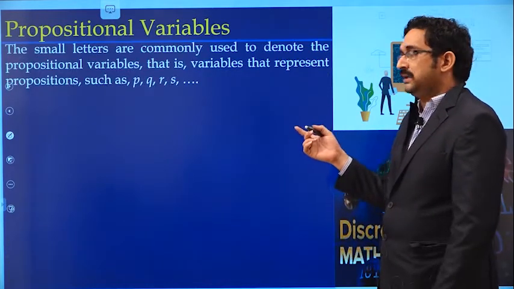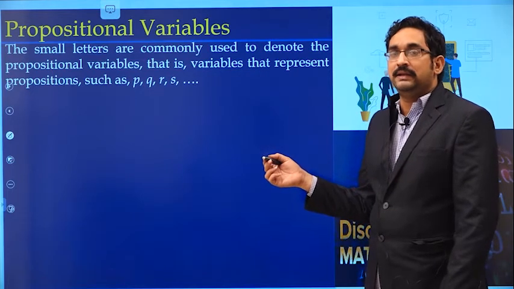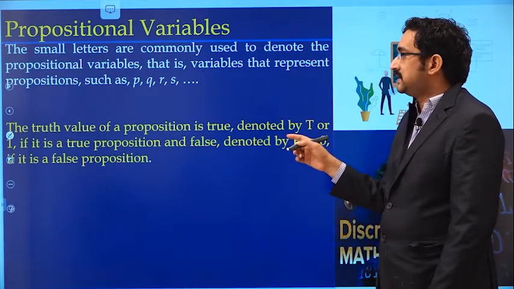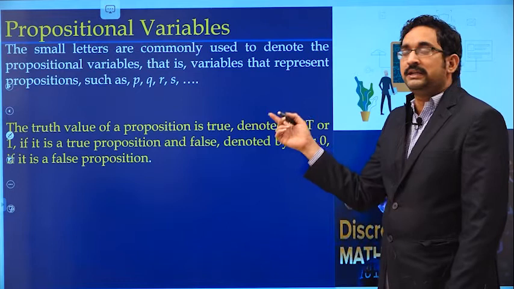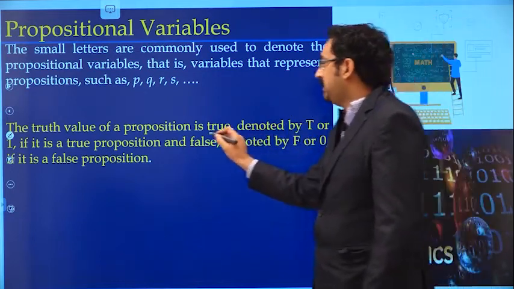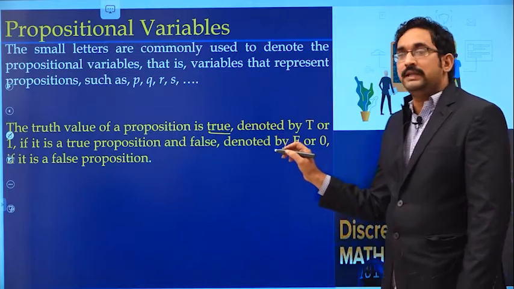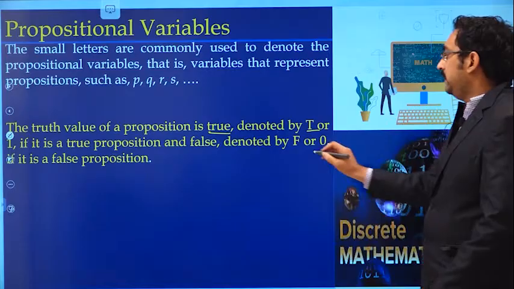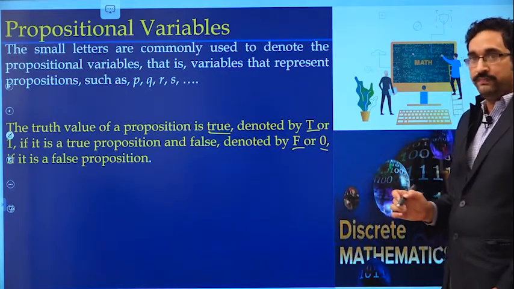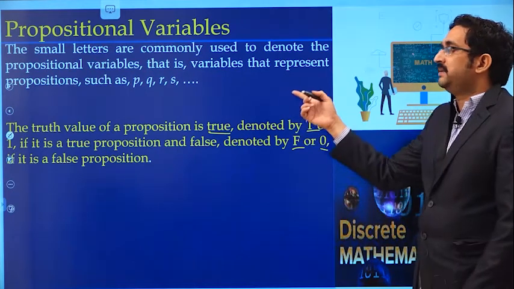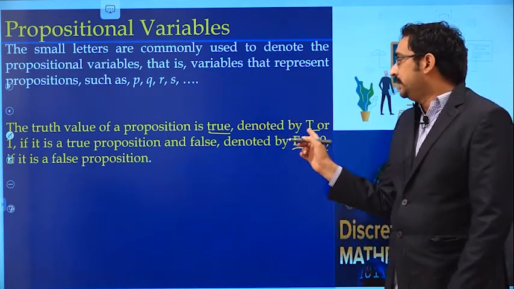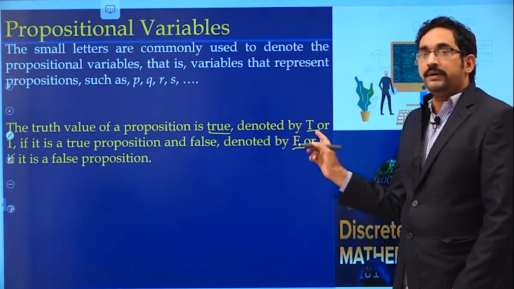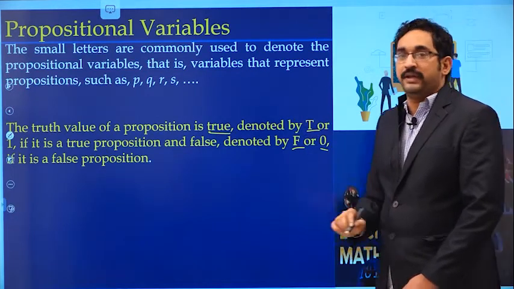Next, what is a propositional variable? Every proposition is denoted by some variable like small letters p, q, r, s, etc. Using small letters, we can represent a proposition, and every proposition will have a truth value. If it is true, it is denoted by capital T or 1, and if it is false, it is denoted by F or 0. This is about propositional variables.